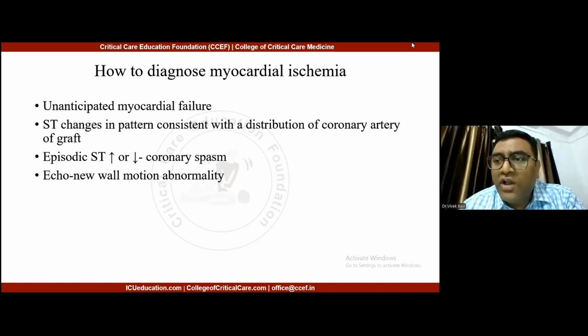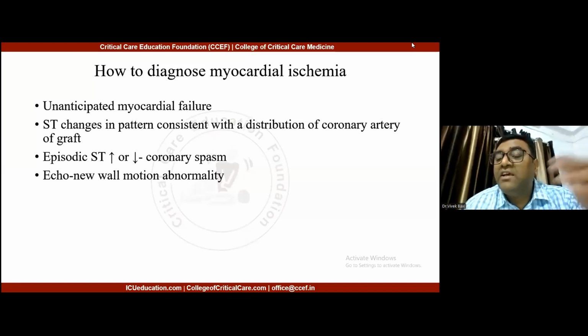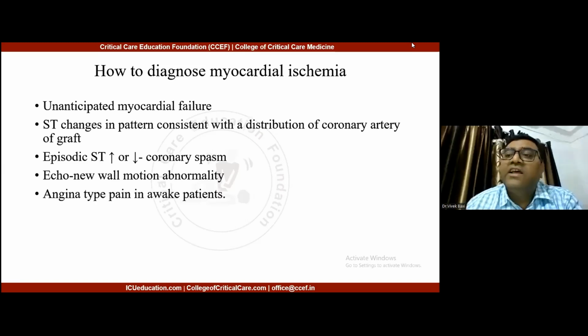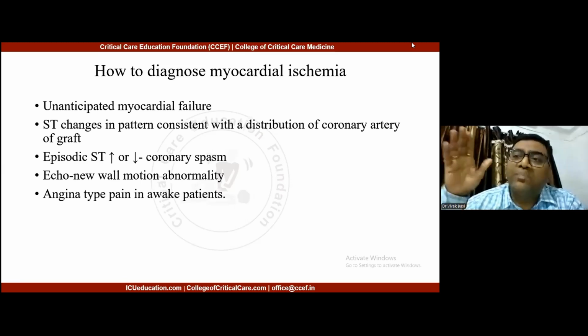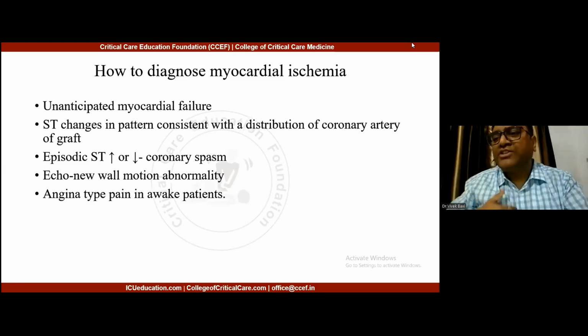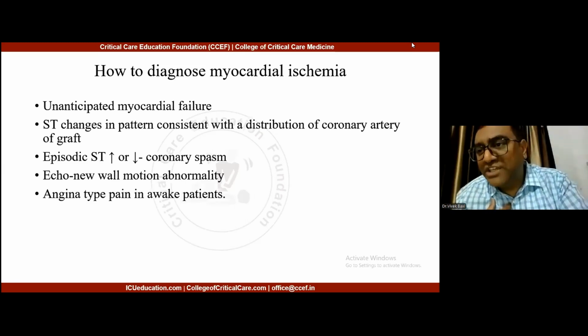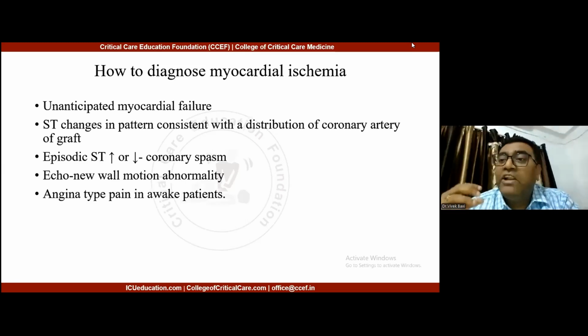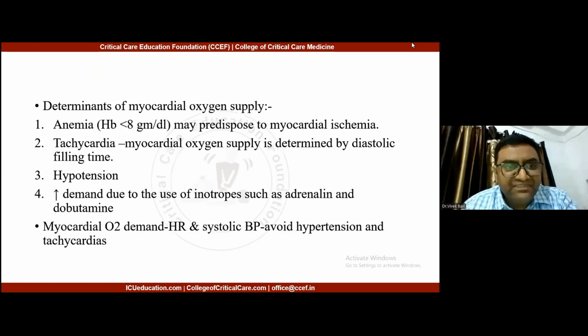And if you do an echo and you find any new regional wall motion abnormality, it would be suggestive of myocardial ischemia and ongoing infarction. And if patients are awake post extubation and your patient is now complaining of chest pain, sometimes we think it's because the sternotomy has been done, but no. Always be careful. Keep a very low threshold for taking the ECG and diagnosing the patients.